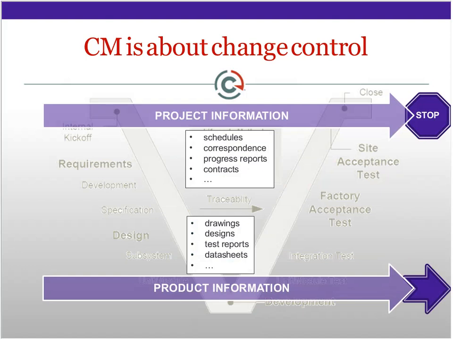The difference between these two flows is that project information comes to a halt, to a stop, after the project has been delivered. Product information, however, continues to be maintained during the lifetime of the installation or equipment you have delivered.